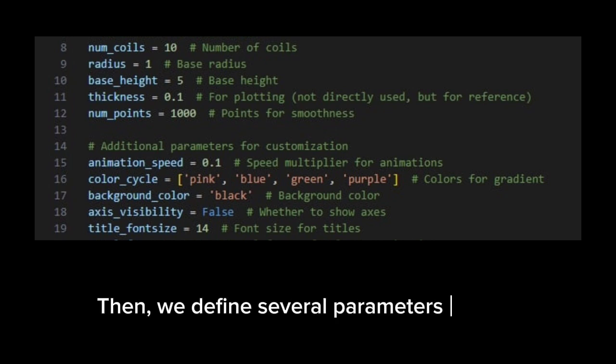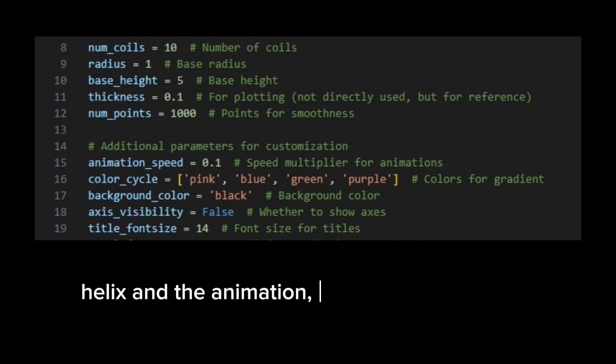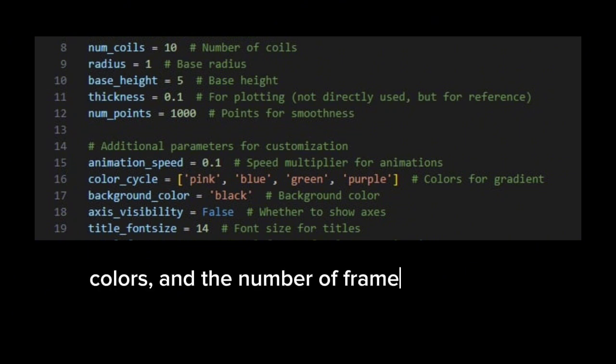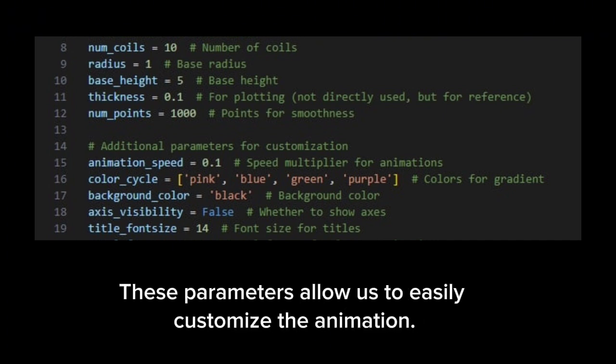Then, we define several parameters that control the appearance and behavior of the helix and the animation, such as the number of coils, radius, base height, animation speed, colors, and the number of frames for each animation phase. These parameters allow us to easily customize the animation.